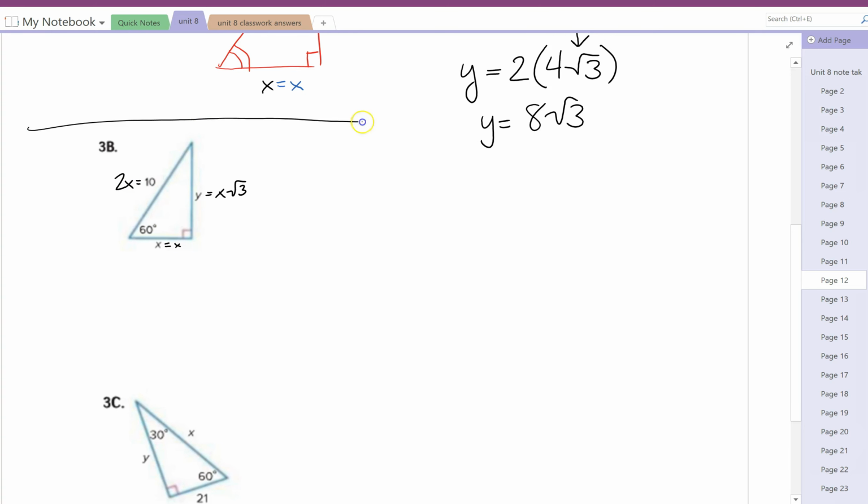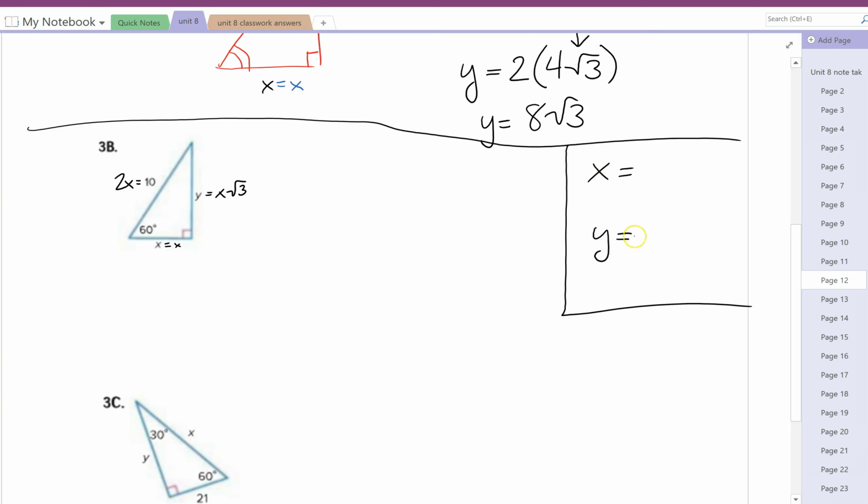So I'm going to kind of draw a line to divide the last problem from this one. I'm going to make a box over here with what I want to know. I want to know what x is. I want to know what y is. 2x equals 10. I can solve that for x really easily with one step. So x is going to be equal to 5. Okay, so I know that this side right here is 10. That means x is half of that. So this side down here would just be 5.